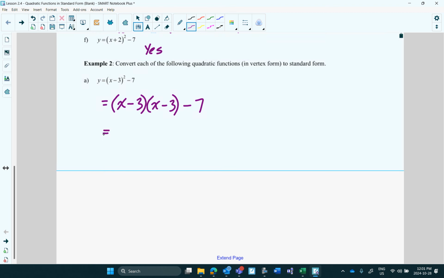So I've got to multiply these two together, which means 4 multiplications. What do I get? X squared, minus 3x, minus 3x, plus 9. You simplified it, that's fine. But you get x squared minus 6x plus 9. Don't forget, we still got a minus 7. Which becomes x squared minus 6x plus 2. And that's standard form because we've got x squared and x and a number. Okay.